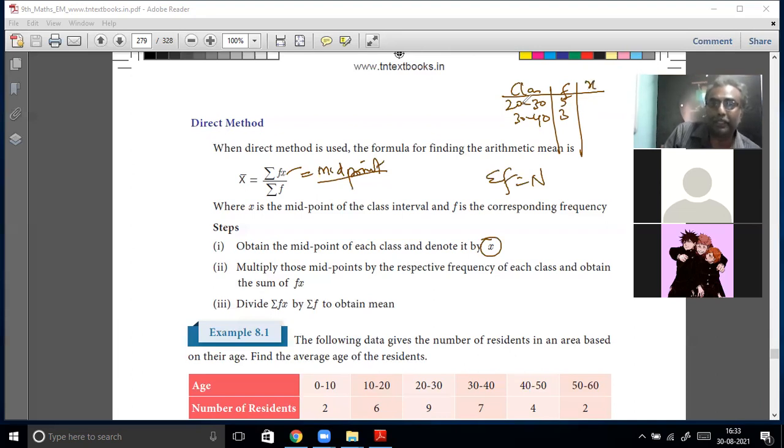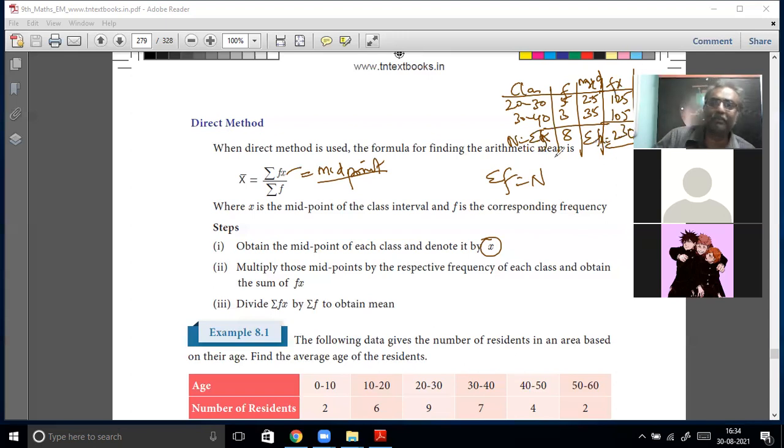Then midpoint is equal to x. 20 to 30, you have 25. 30 to 40, you have 35. Like this it will go. Sigma f is n, which is 5 plus 3, 8. x is the midpoint, and for sigma fx you have to have another column, fx. Midpoint 25 into 5 is 125, 3 into 35 is 105, like that. And so sigma fx is the sum of these. You understand?